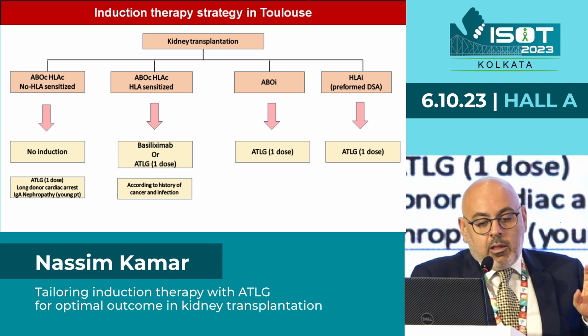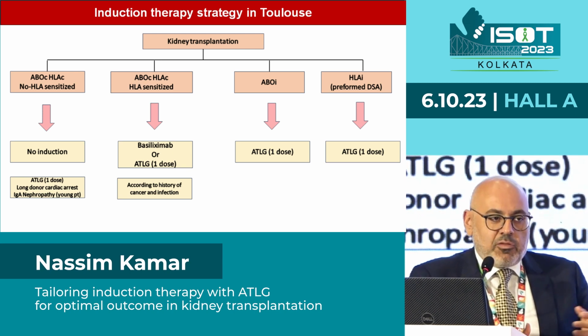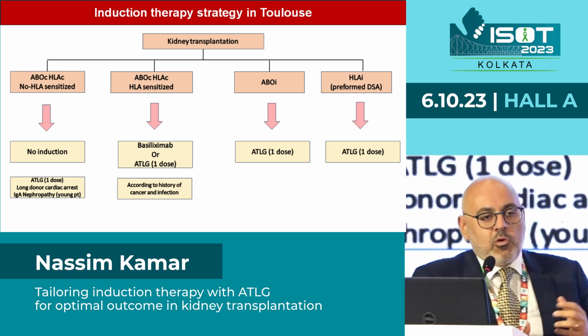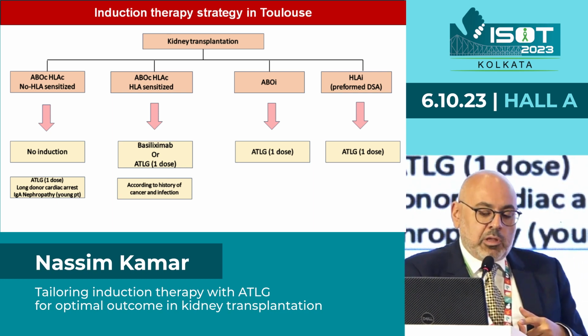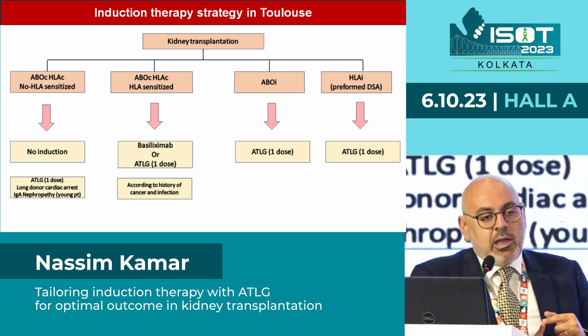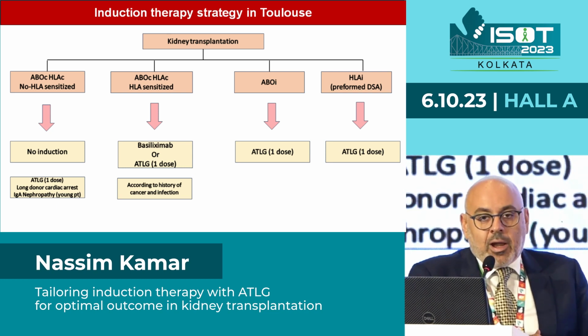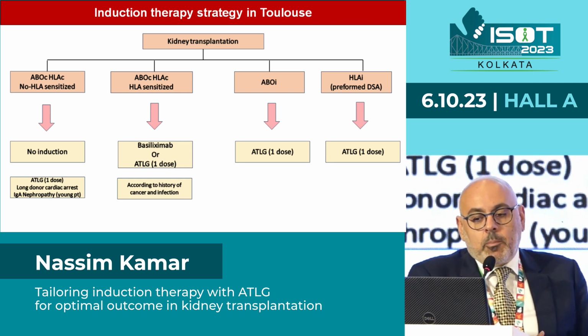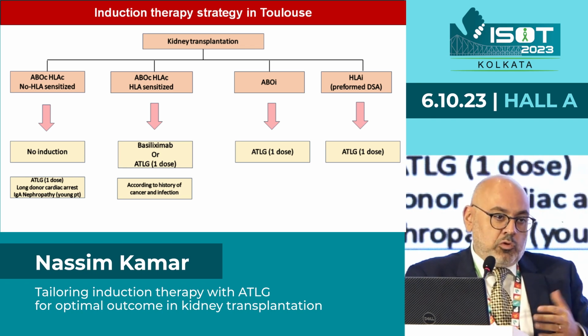However, if the donor had a long cardiac arrest, it's not really the case in India because you have very few deceased donors, but it's quite important in France. If you have a young patient who had IgA nephropathy and lost his graft from IgA nephropathy, we give one dose of ATLG. For ABO-compatible, HLA-compatible, HLA-sensitized patients without preformed DSA, we have the choice between basiliximab or ATLG, as I showed you.